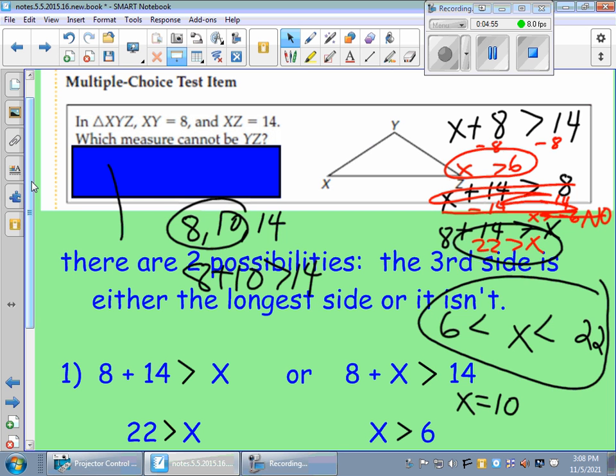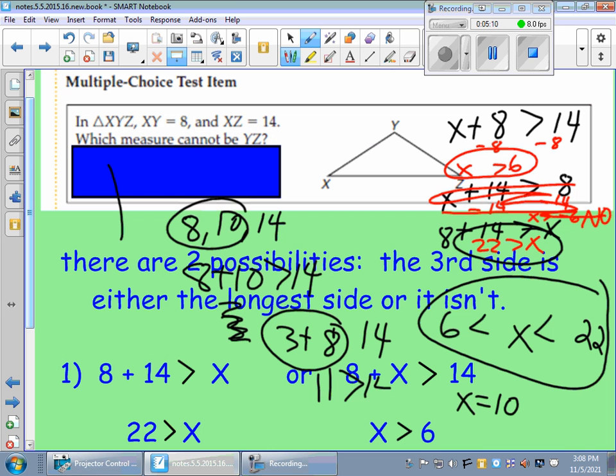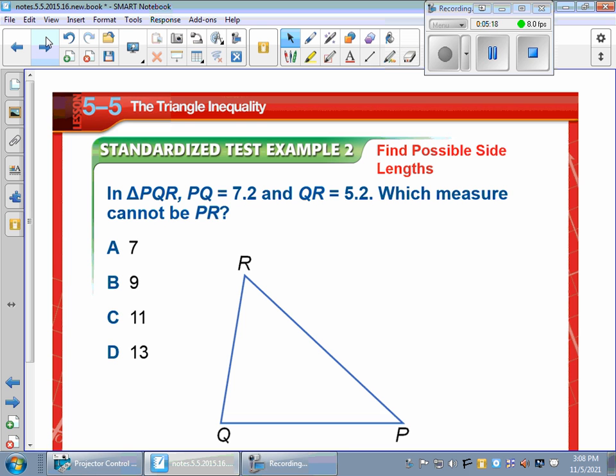Let's try a number not in the range. Let's say we chose 3. So 3, 8 and 14. Let's say those were your three numbers. What's 3 plus 8? That's 11. Is 11 greater than 14? No. So that's a number that's not in the range, and that tells you why those numbers don't work. So we're going to try that concept here.